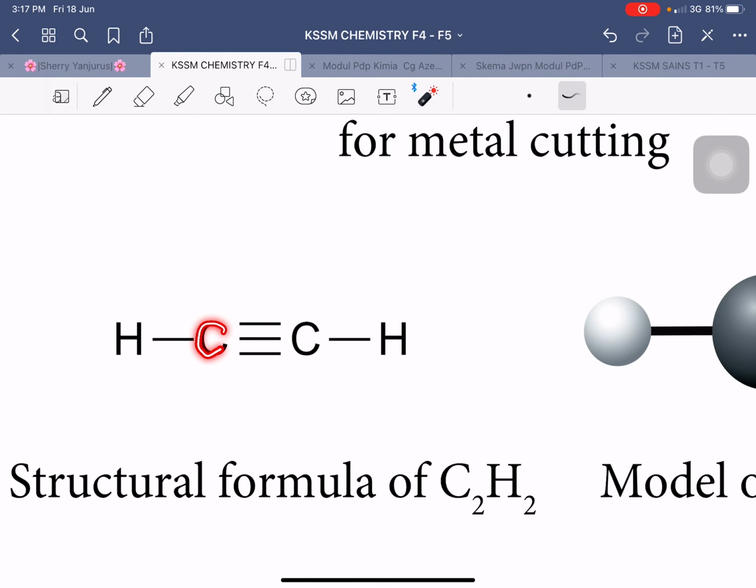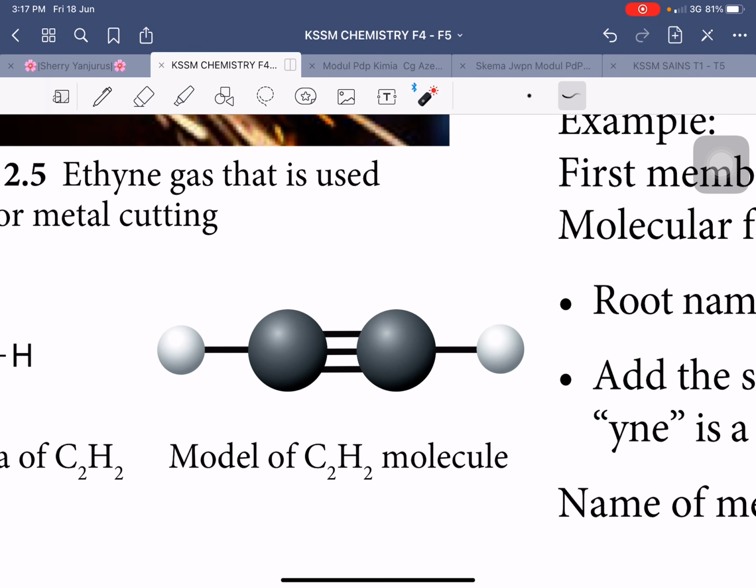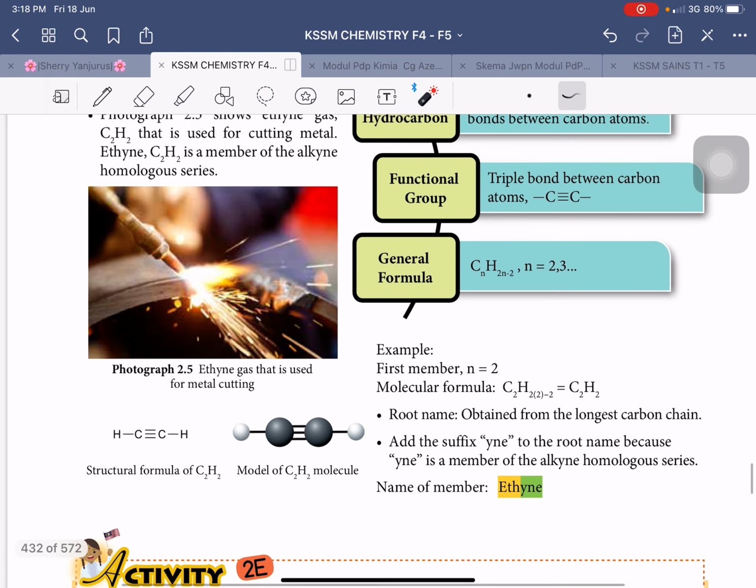Ingat, 1 C can only have 4 bonds. 1, 2, 3, 4. 1 C can only have 4 bonds. 1, 2, 3, 4. So yang tertinggal tu isilah H. Formula like this. Model looks like this. Okay. So the name will be ethyne. Y-N-E. So if it's prop, it will continue with propyne, like that lah. And then butyne, and then pentyne. Okay, so that's all you need to learn about alkyne.